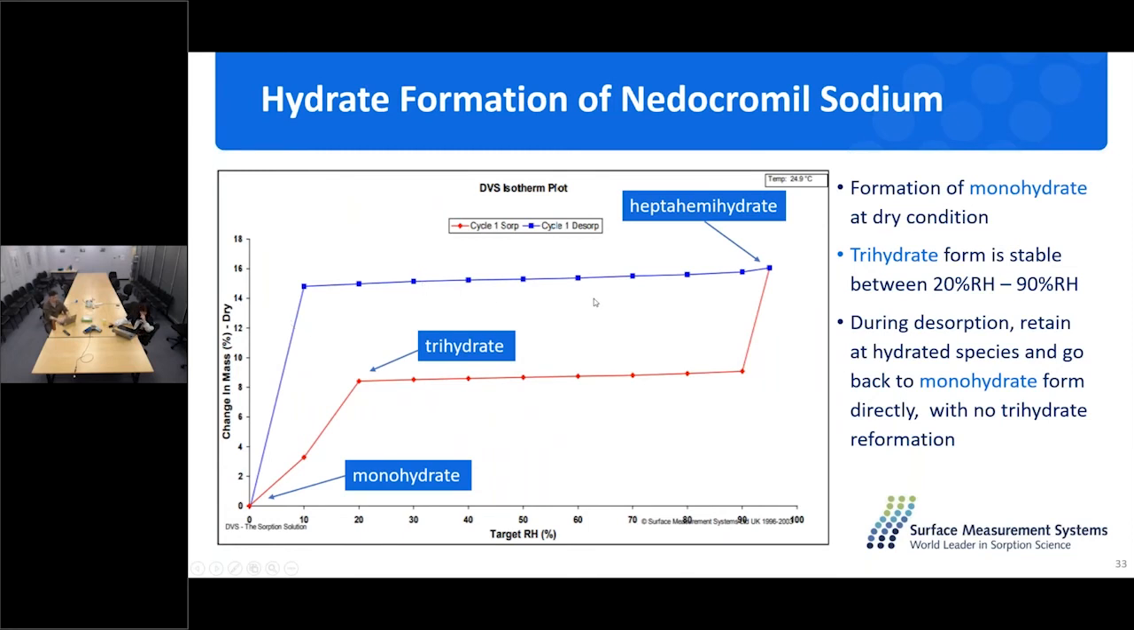So with the DVS technique, it's really simple to study the formation of hydrates, the structure information, as well as the kinetics information.